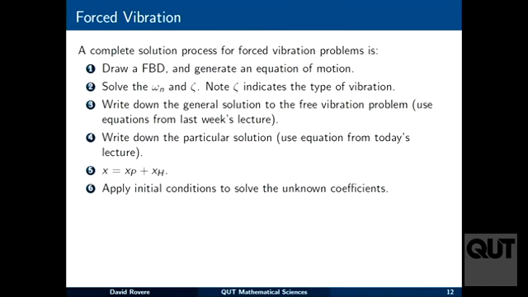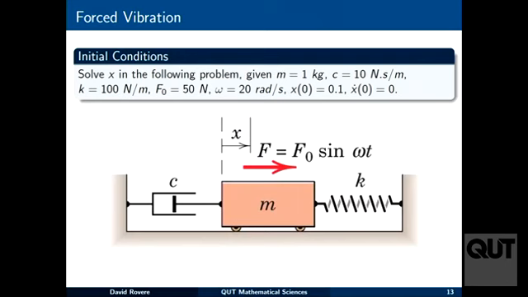So now that we've got an idea of the process or the algorithm we'd apply to solve a vibration problem, we'll go through and solve an example. We want to solve x for the following problem, and we're given these parameter values. We're told what mass is, what the damping coefficient is, what the spring constant is. We know the magnitude of the forcing function, the frequency of the forcing function, and we're given 2 initial conditions. Right? Everything we need to solve a forced vibration problem.